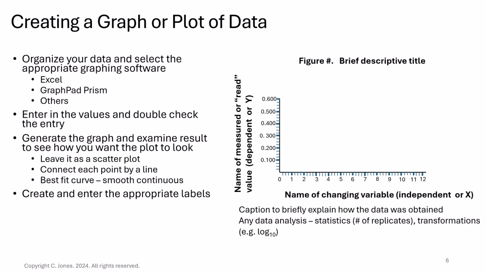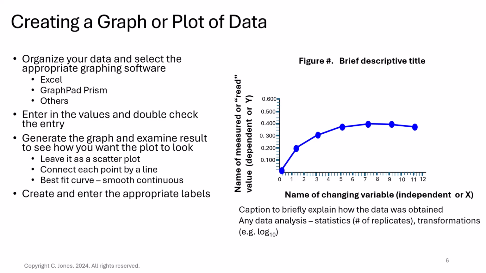This is really the same concept as we talked about if you generate a table to show your data instead of a graph or a plot, okay? But we also want to talk about the statistics and any transformations. So we could plot the data just as a scatter plot. Just put a bunch of dots up there, right? That's it, all right? Or we could connect the dots by a line.